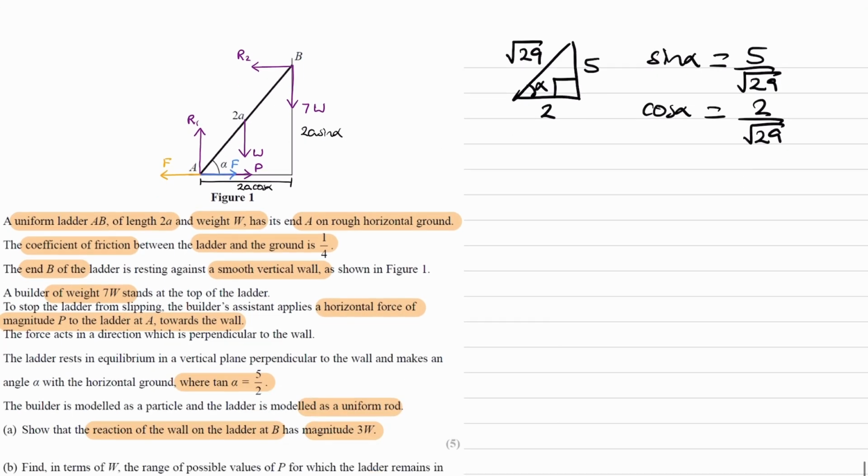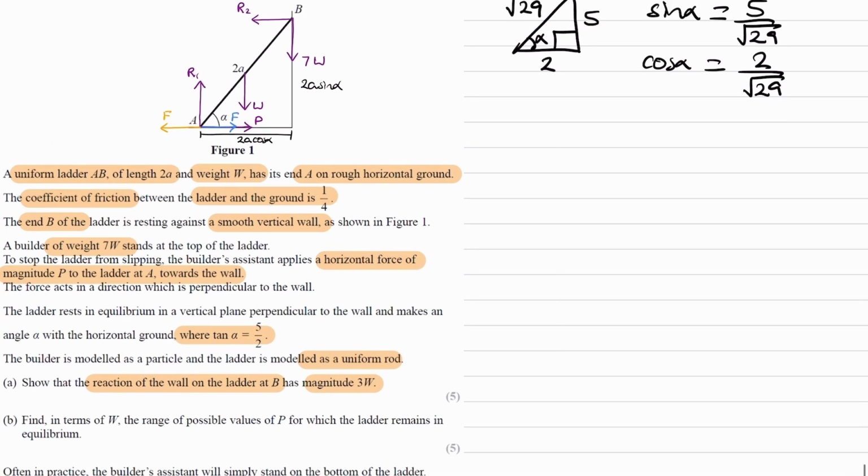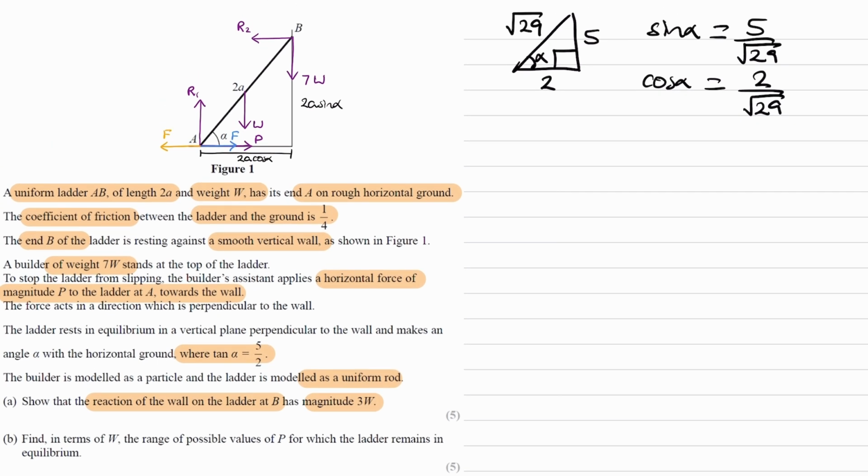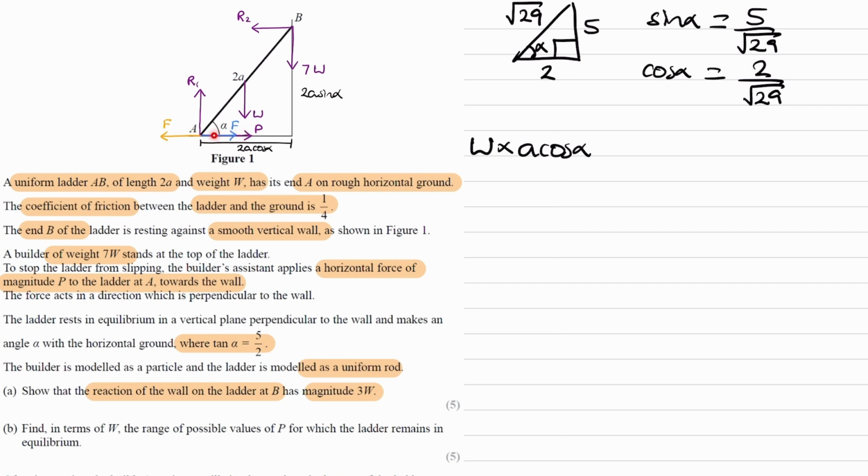Okay, so then clockwise moments are equal to anti-clockwise moments. So let's start with the clockwise ones. We have W multiplied by a cos alpha. That was again this distance just here, so half of the entire length, a cos alpha. And then plus the 7W times 2a cos alpha. And that would be equal to the anti-clockwise moment, which would be R2 multiplied by this distance of 2a sine alpha. So that's equal to R2 times 2a sine alpha.